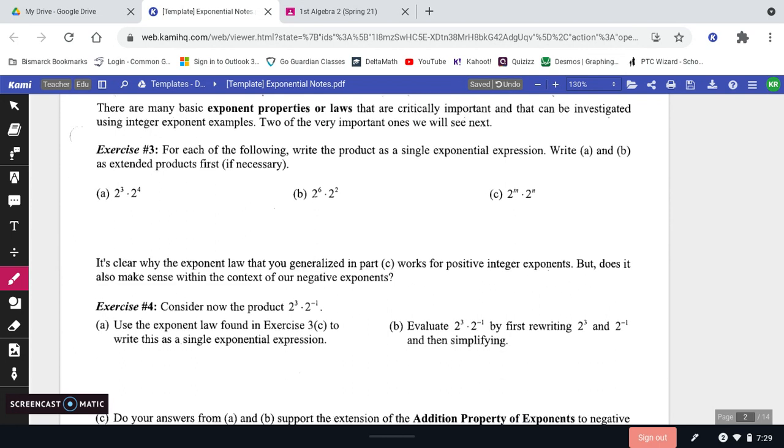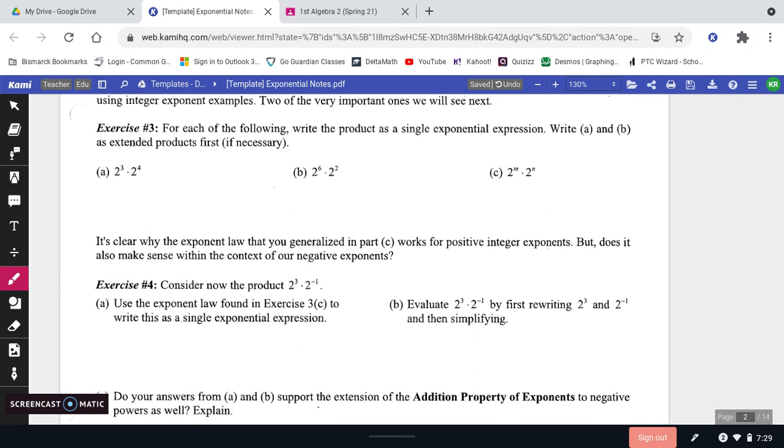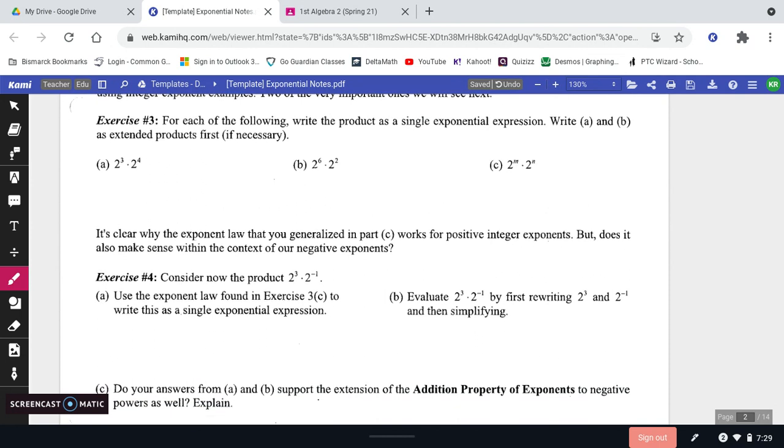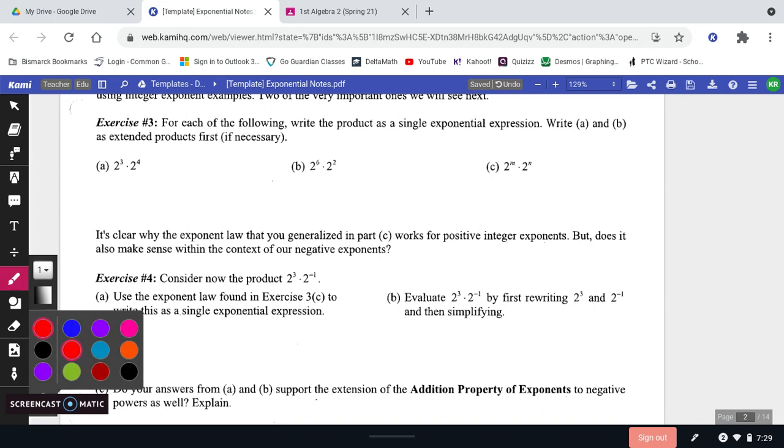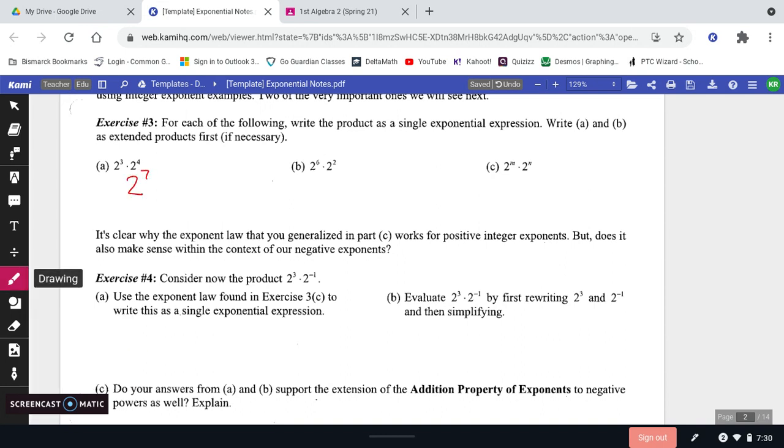Okay, so example 3 here, the next couple examples are just some basic exponent rules that we have worked with before. So 2 cubed times 2 to the 4th, that's just going to be 2 to the 7th. Remember, add exponents on that. 2 to the 6th times 2 to the 2nd, that'd be 2 to the 8th. And then if it's 2 to the m times 2 to the n, that would be 2 to the m plus n power.